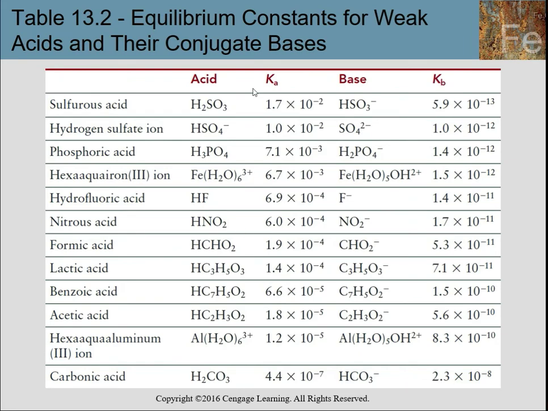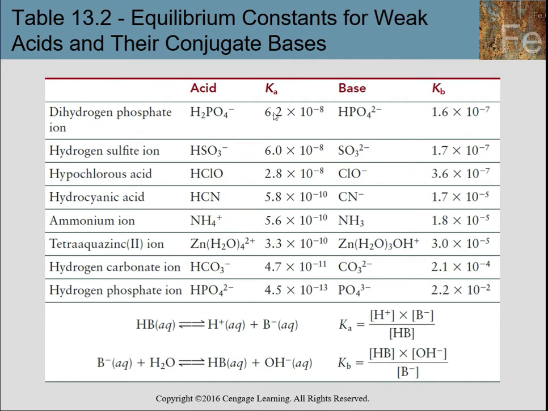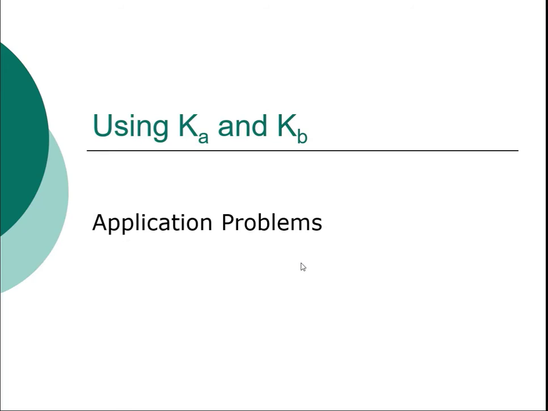Okay. So here are some various Kas and Kbs. Sulfurous acid, that's the acid, that's the base. Notice that the Ka is kind of large and the Kb is really, really small. Hydrogen sulfate, Ka is kind of big, but the Kb for its conjugate base is pretty small, and vice versa. They work together. All these acids have conjugate bases that are pretty small. Same thing on the other side. Some Kas on the base side. All these guys are bases. They have Kas that are very small, but the Kbs are relatively big. So let's talk about how to use this.